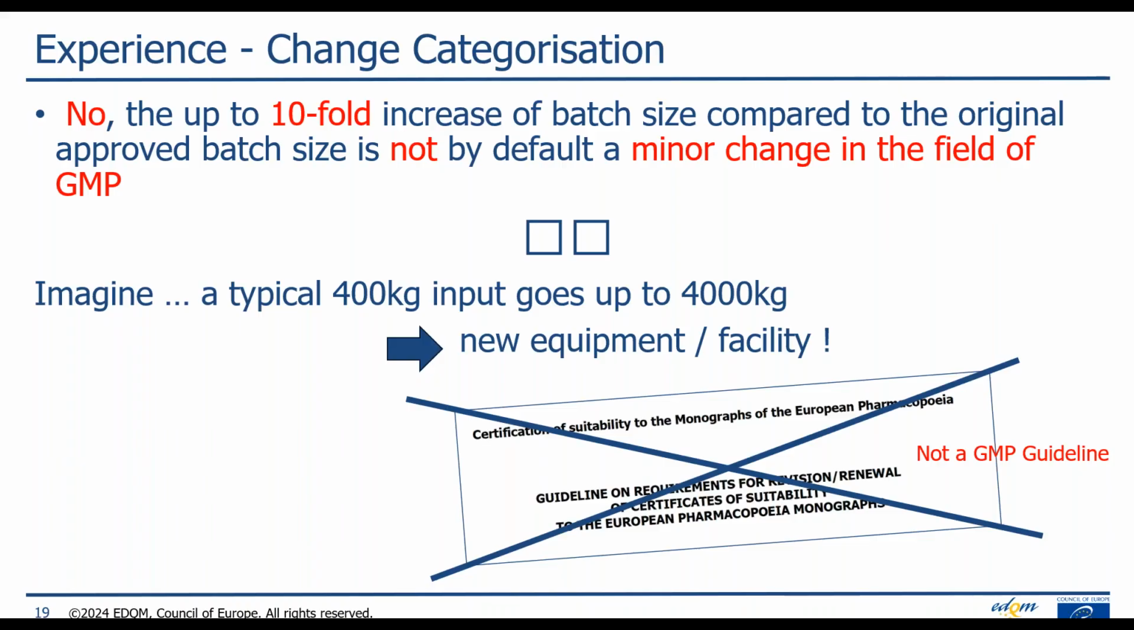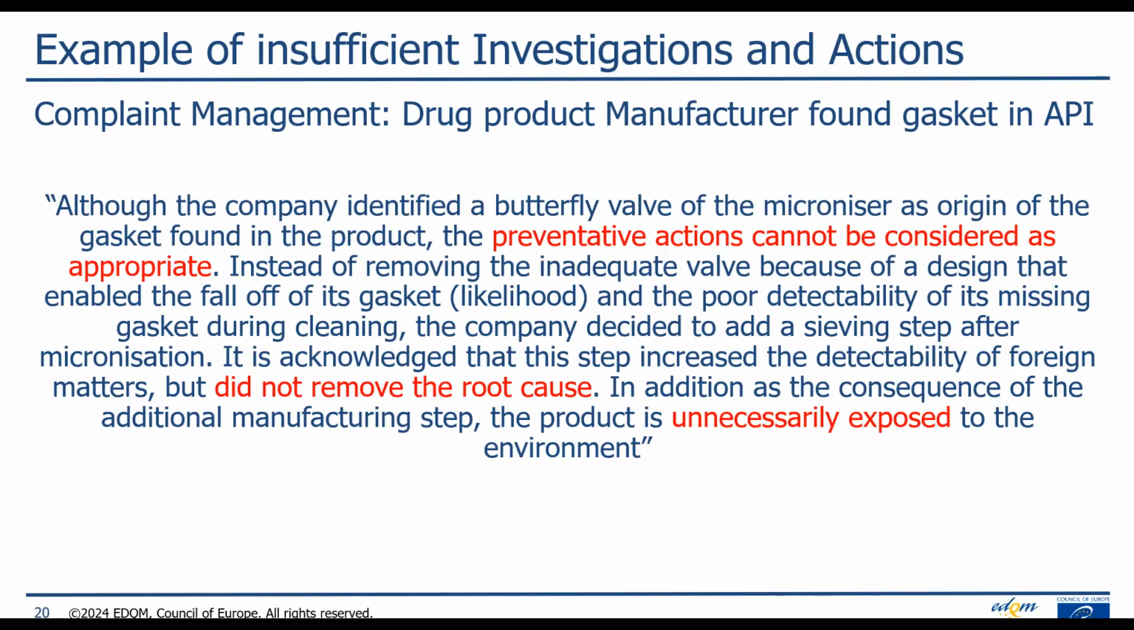For an assessor, it doesn't make much difference if the batch size is simply increased, if all the reagents, reactants, solvents, and the process parameters remain the same. But from a GMP perspective, if one goes up to 4,000 kilograms of input, new equipment is needed, and most likely also a new facility, which means that this change cannot be categorized as a minor change. So pretty much what I'm saying is this batch size increase can be minor, but does not necessarily have to be minor. This is a case-by-case decision.